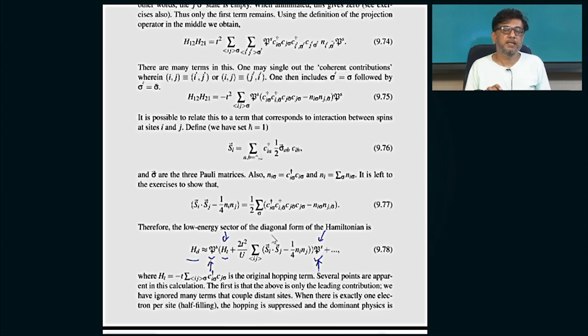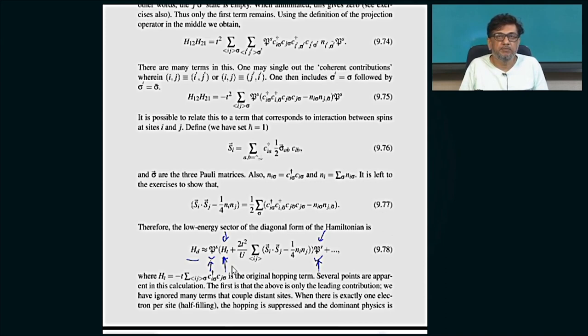But remember that if you are strictly looking at half filling, that means one electron per site, then hopping is suppressed for that reason. So, this will identically be 0 in the case of half filling. When you have large U and half filling, hopping is anyway forbidden. If hopping is forbidden, you cannot say the Hamiltonian is 0. There will be a leading term which corresponds to a magnetic insulator.